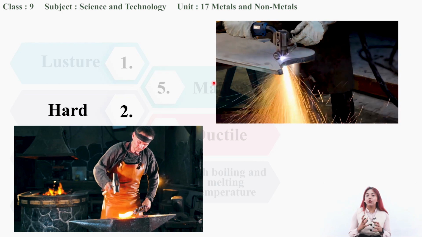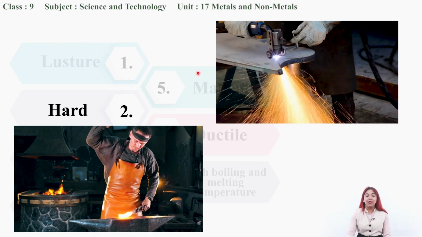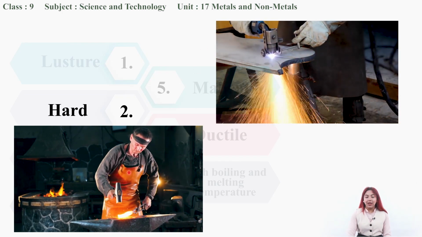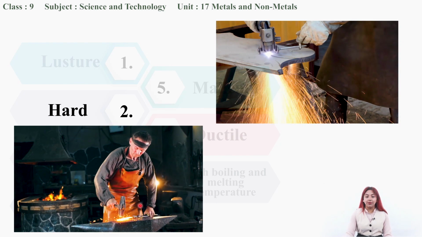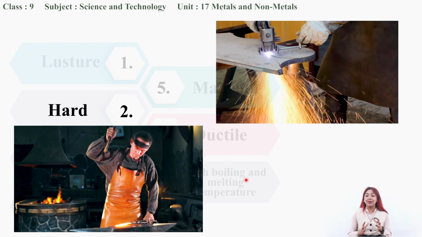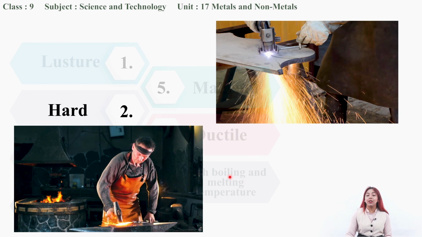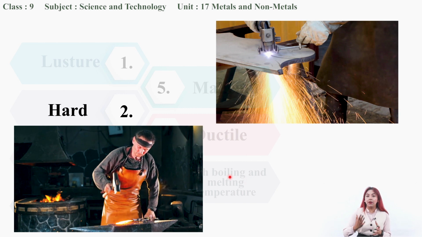The other property is hardness. Metals are usually hard. Since metals are hard, you can see that this man is using a metallic hammer to hit this substance. Similarly, since metals are hard, it is not easy to break a metal down. So you can see that when he was hitting this metal, it did not break down easily.